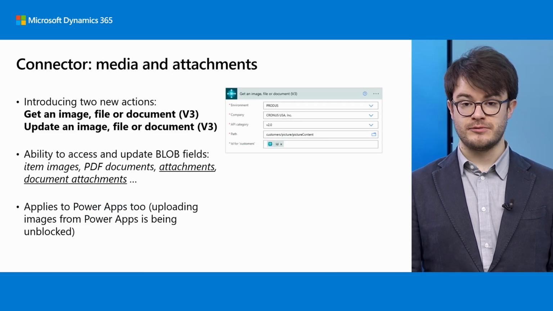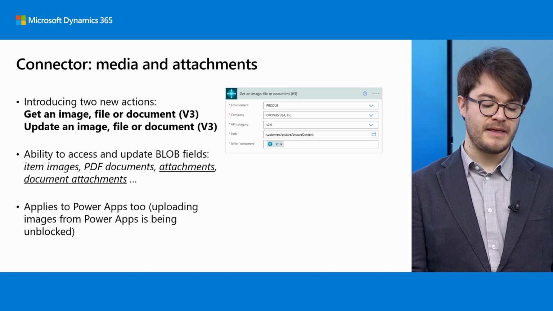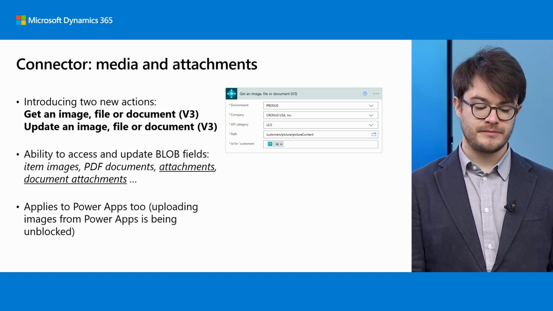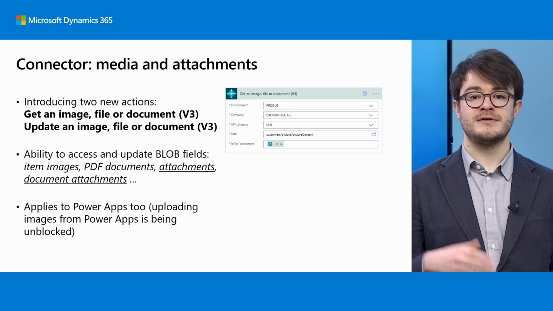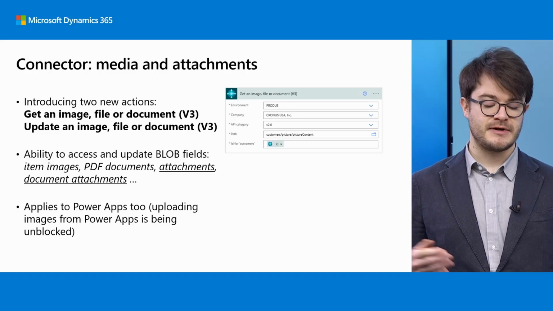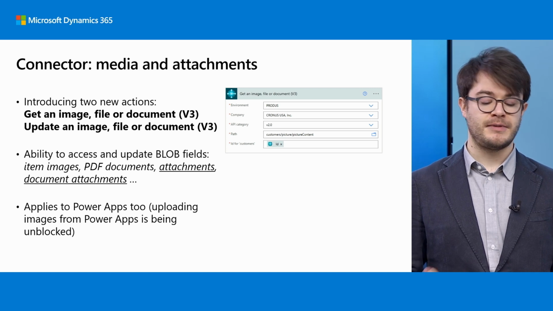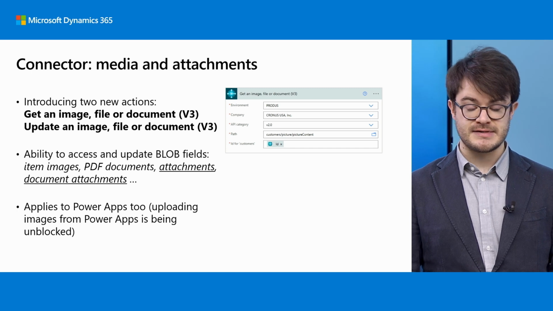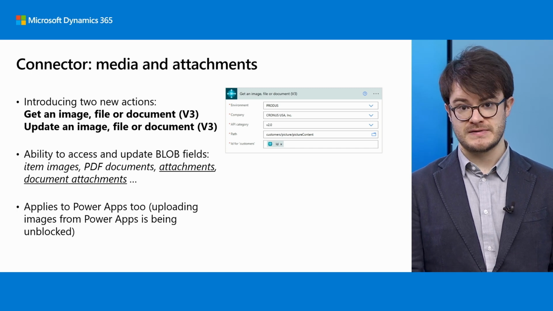One larger feature we introduced this wave is support for media and attachments in the Power Automate and Power Apps connector. We introduced 2 new actions in Power Automate: get an image file or document, and update an image file or document. This allows you to access any blob field exposed in your APIs in Business Central. These include both out-of-the-box APIs, for example, APIs v2, but also partner APIs that you might have in your tenant. This allows you to access, for example, item images or PDF documents.